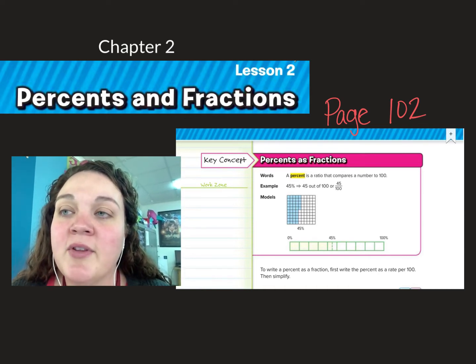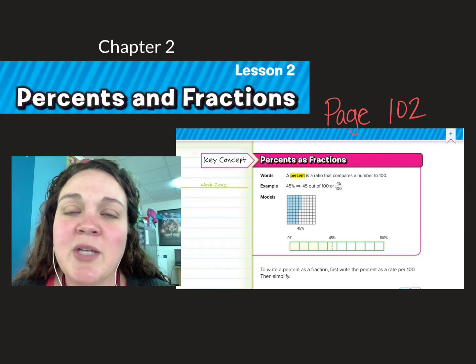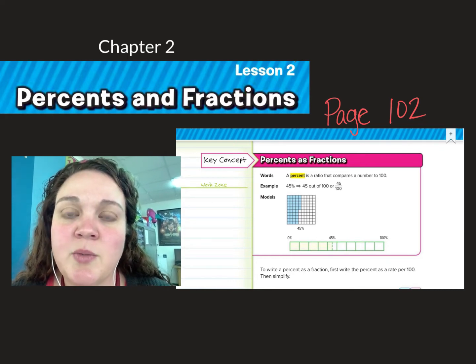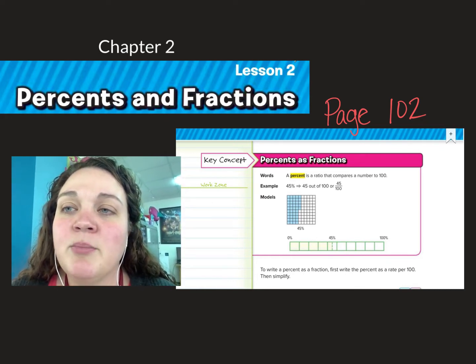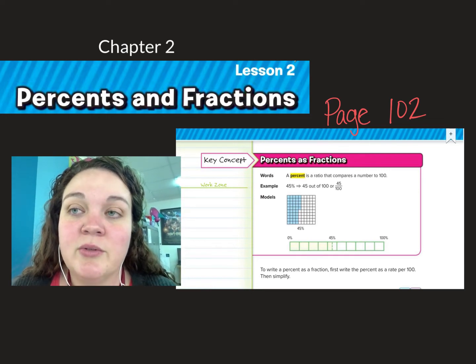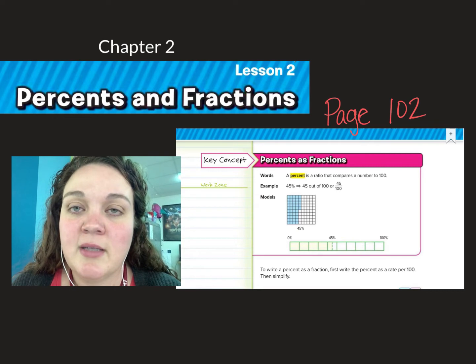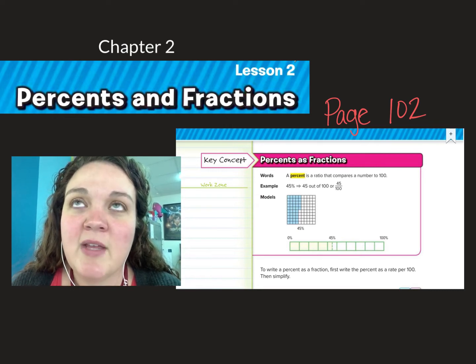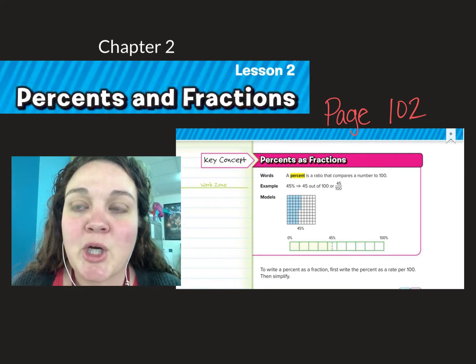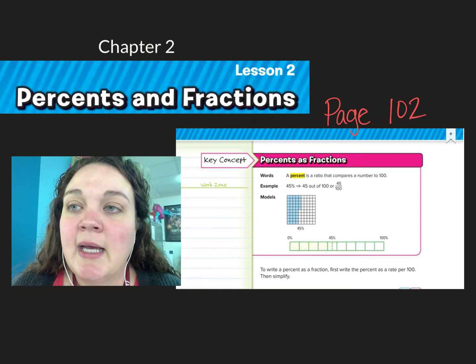So I wanted to start off with a key concept here. This is on page 102. I'm skipping 101. Where it says a percent is a ratio that compares a number to 100. I think about it as there are 100 cents in a dollar, so that's how I remember. Percent means per 100.